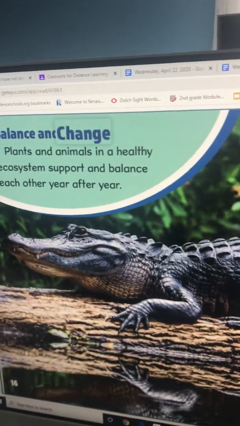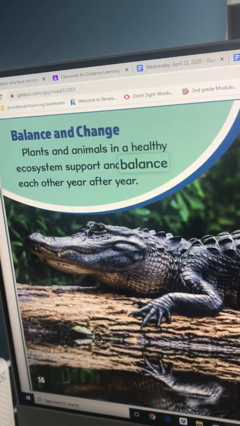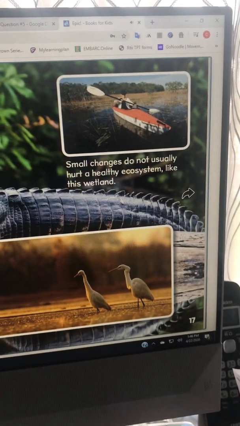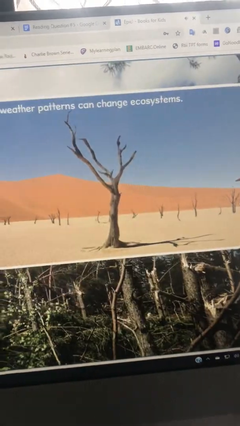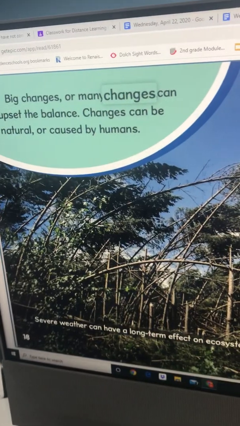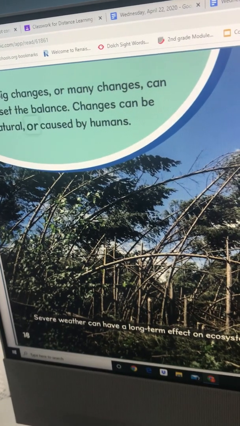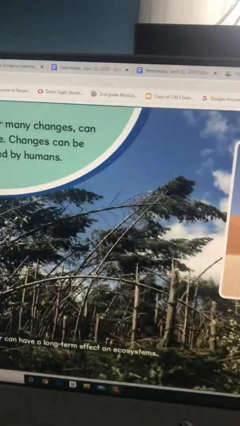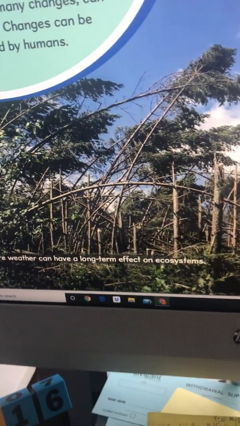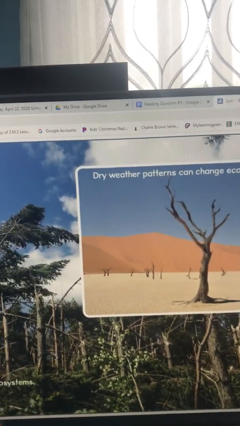Balance and change. Plants and animals in a healthy ecosystem support and balance each other year after year. Small changes do not usually hurt a healthy ecosystem, like this wetland. Big changes or many changes can upset the balance. Changes can be natural or caused by humans. Severe weather can have a long-term effect on ecosystems. Dry weather patterns can change ecosystems.